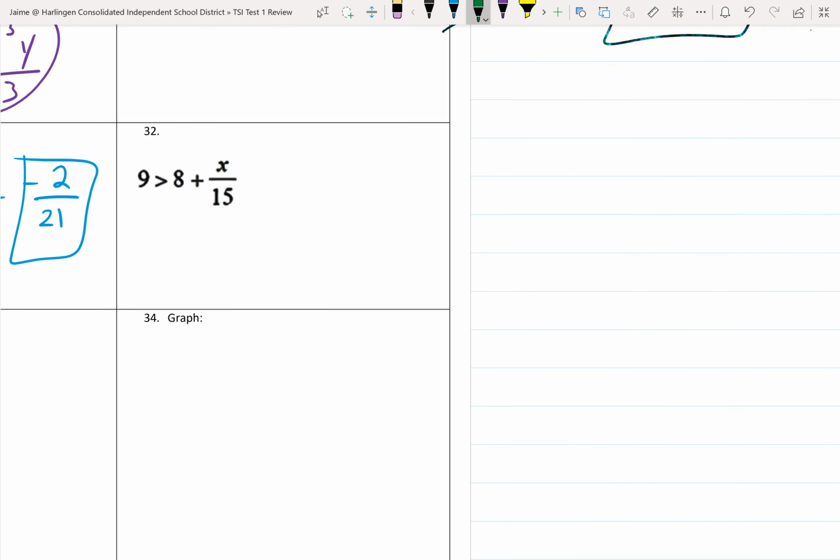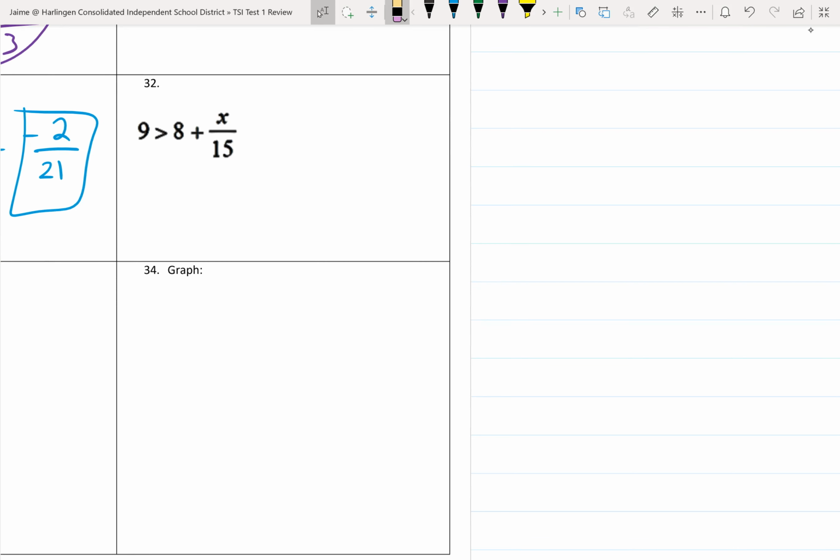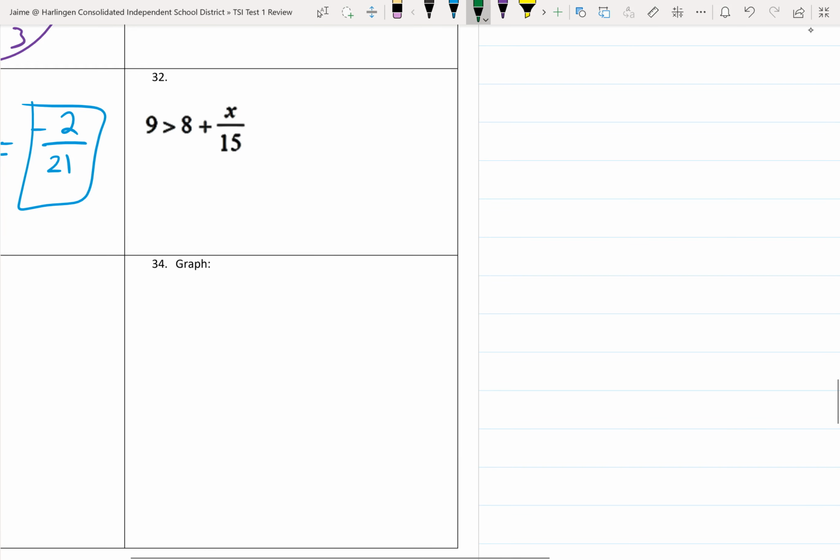Number 32. I'm trying to solve for x here. Remember that whenever you have an inequality, it only changes when you multiply or divide by a negative. Or the x is on the wrong side, but we'll get there. So leave the x alone last. That's what we do last. So get rid of the 8. Subtract 8.